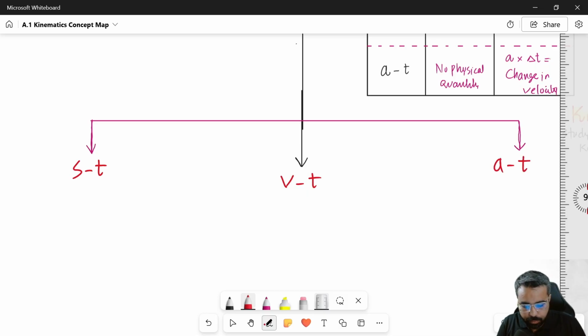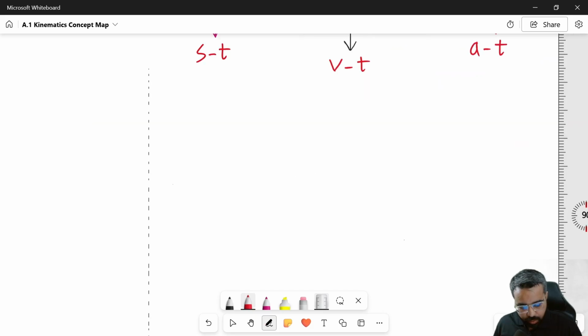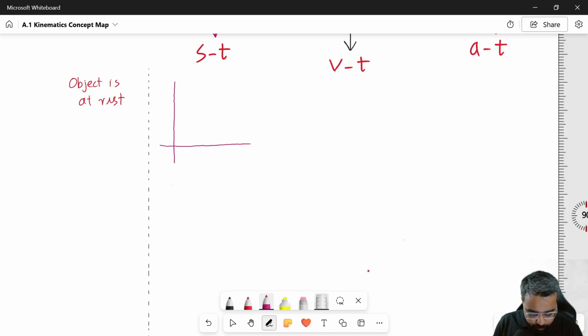So what we are going to see, the different types of graphs. So students, first of all we will discuss an object which is at rest. So what will be all the graphs? Displacement time, velocity time, and acceleration time. If an object is at rest, remember that its displacement time graph will always be a horizontal line.